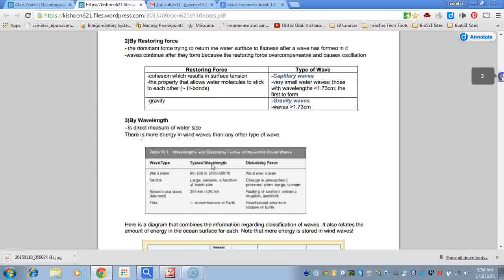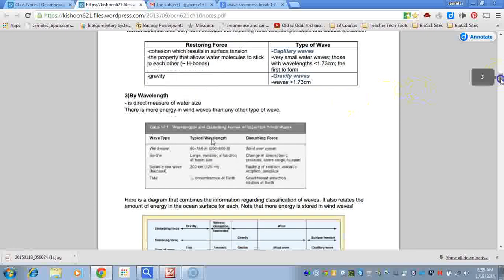Keeps it propagating. So those are gravity waves. Capillary waves are ones that are trying to be flattened, little ripples in the water trying to be flattened by the cohesive forces of water. With gravity waves, gravity is trying to help restore them to being flat, but ends up helping to propagate them usually.